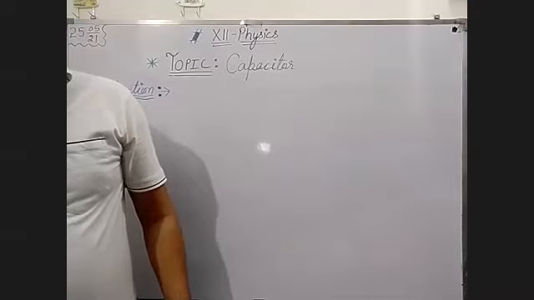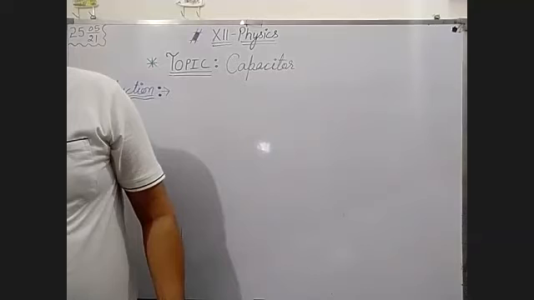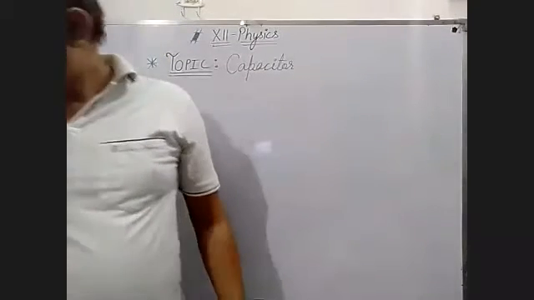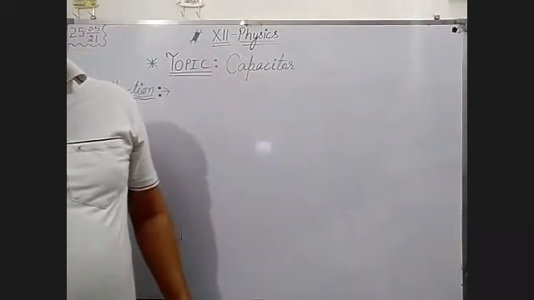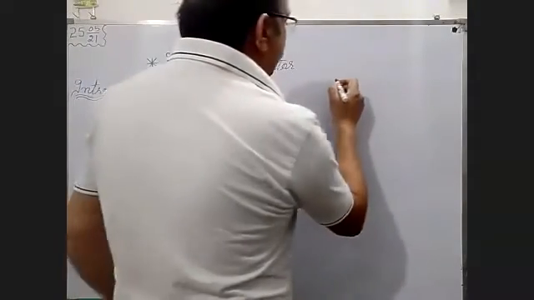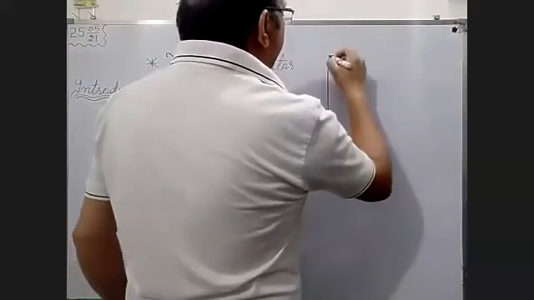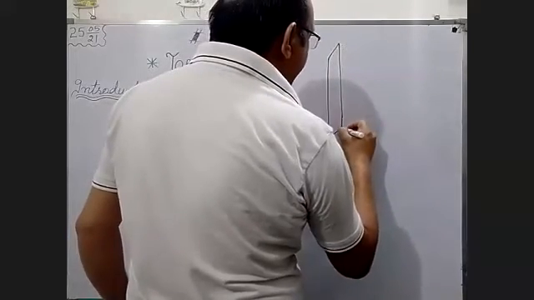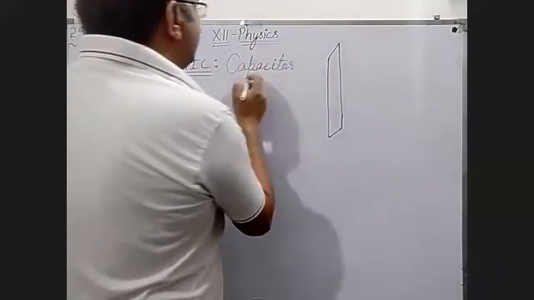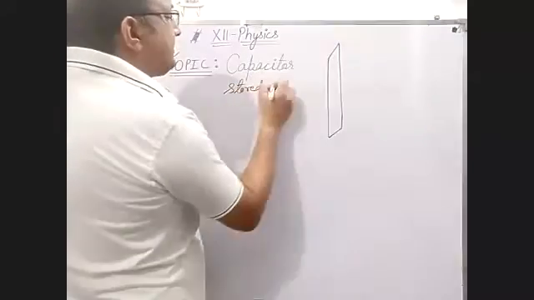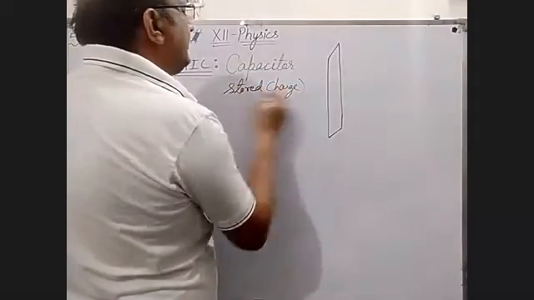Today our topic is capacitor. What is a capacitor? A capacitor is nothing, only there are two plates. As you already discussed this thing, in this there are two plates and a capacitor is that which stores charge. Only this thing you have to know.